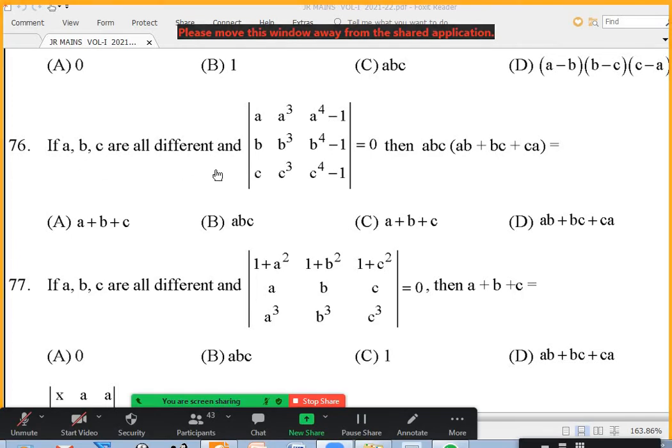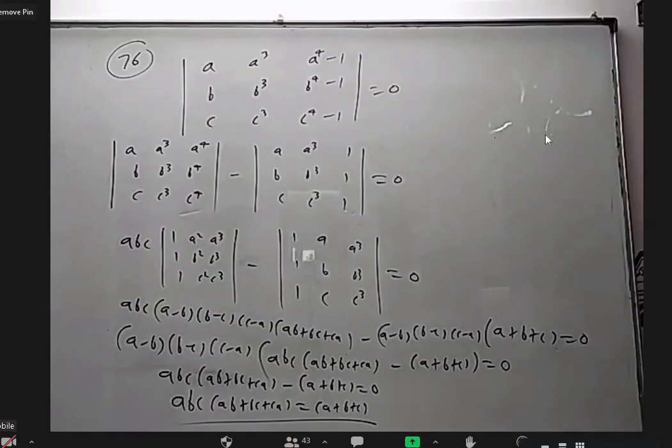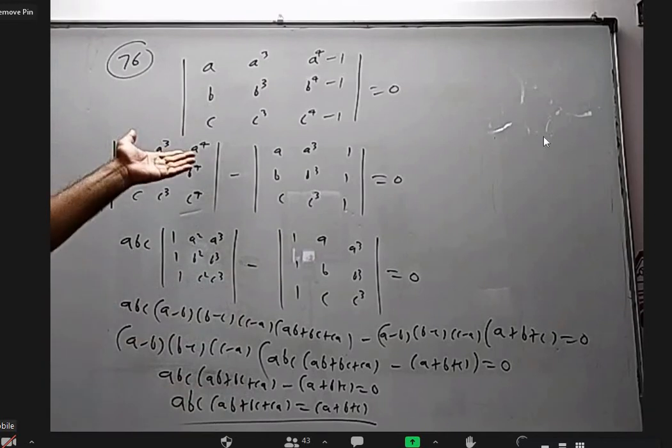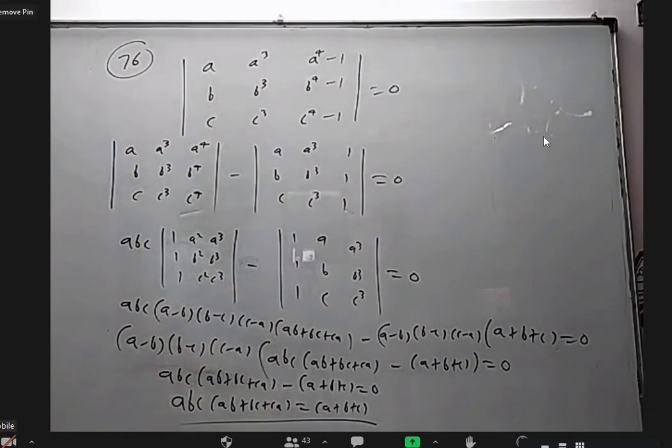So in the question they said ABC are distinct. They asked what is ABC into AB plus BC plus CA, and the answer is option C. Okay. So if somebody could not try after 70, not a problem. We discussed some questions. Now I think you can go and fill in the gaps. We'll be able to do it.